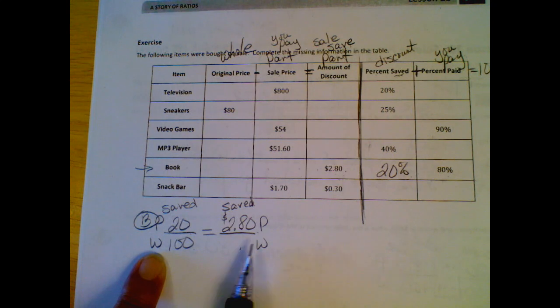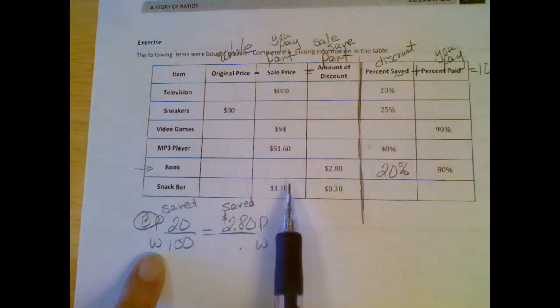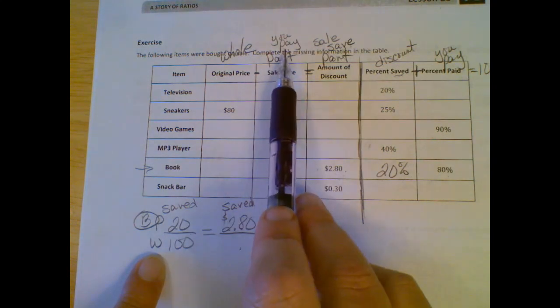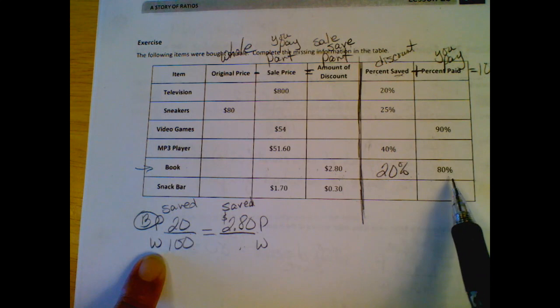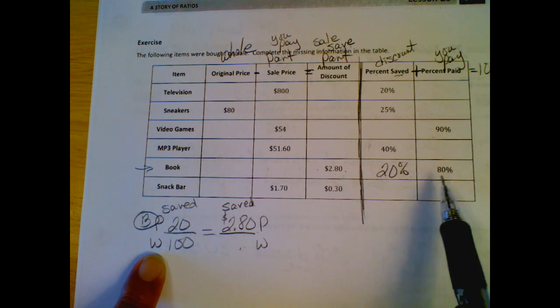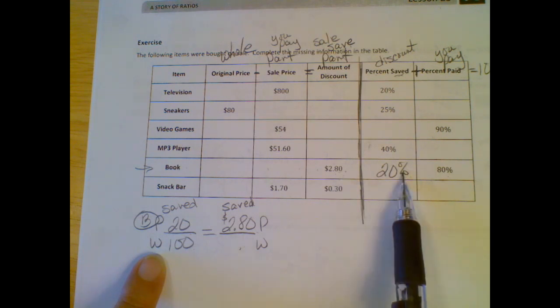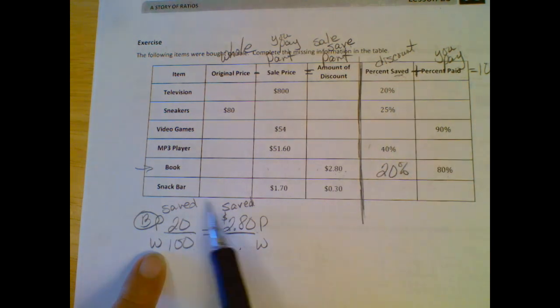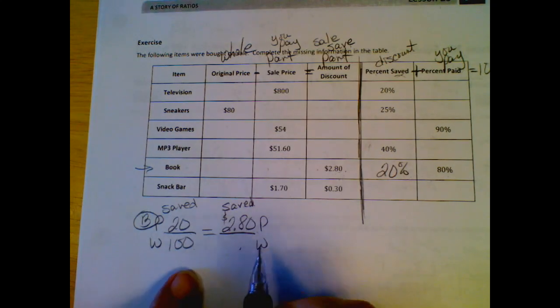But we don't know that. Oftentimes, we're being shown the sale price. That's the part you pay. That's when you would save it or use it with the percentage of what you paid. But since they gave us what I saved, I'm using the discount of what I saved. Saved equals saved. So what I don't know is the whole.